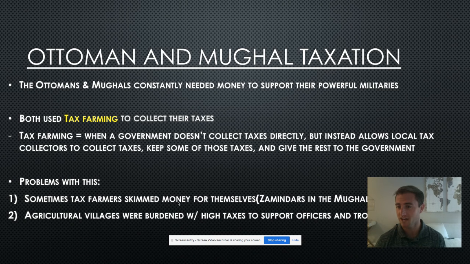Sometimes these tax farmers start collecting more taxes than they should, and that can create rebellions and problems. We see this later in the Mughal Empire. After Akbar, the Zamindars start to collect more power and taxes for themselves.